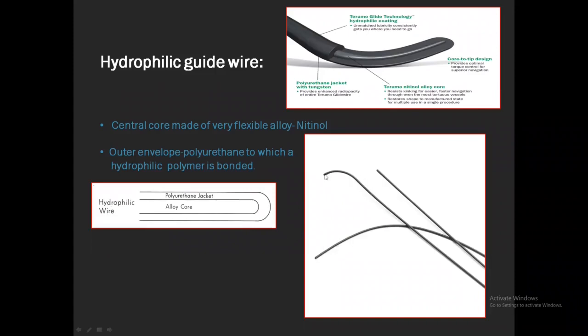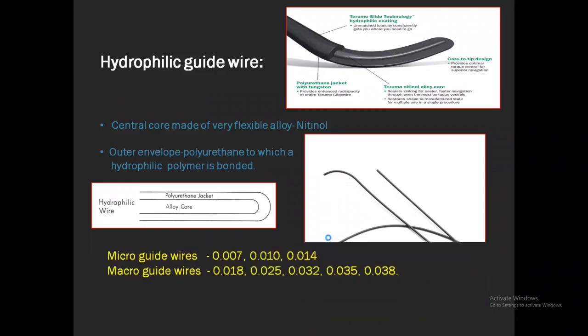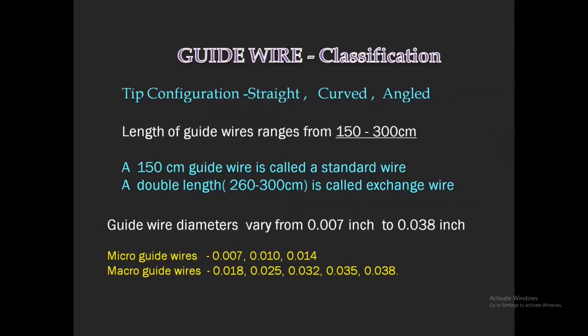There are different tip configurations, like straight, angled, or curved. When you go into a DSA lab, you can hear different guide wire names like standard, exchange guide wire, angled, like that. So what are the different classification criteria? According to tip configuration, we call guide wires straight, curved, or angled.